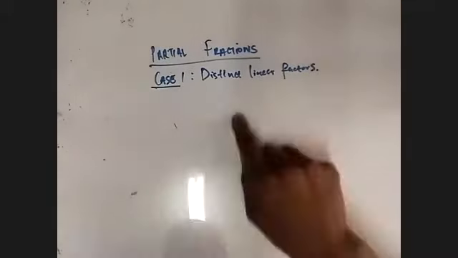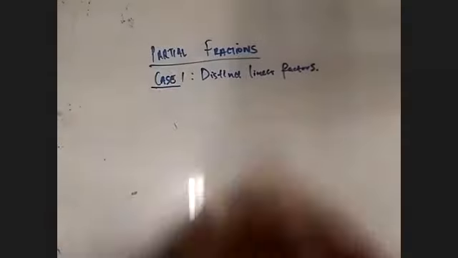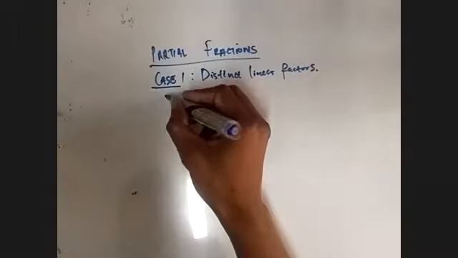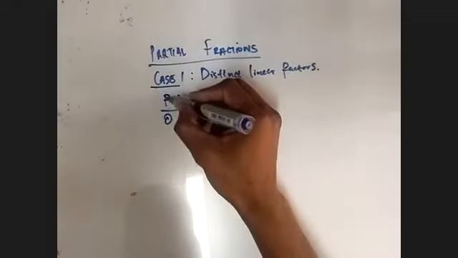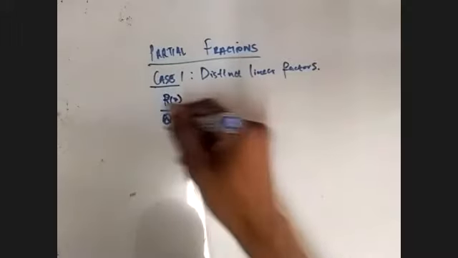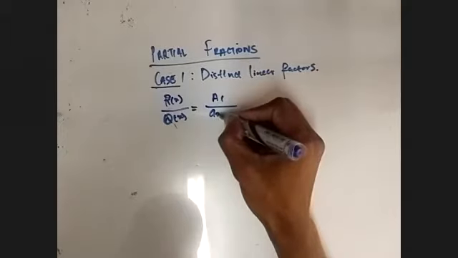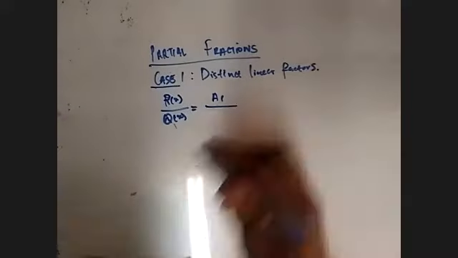So when we say distinct linear factors, we mean different linear factors. We cannot have the same linear factor. It's impossible for us to have the same linear factor. In that case, when we have something of that nature, we can decompose our rational function r(x) over q(x) into the form a1 over... no, let me do this. It can't be x1, x cannot be different.